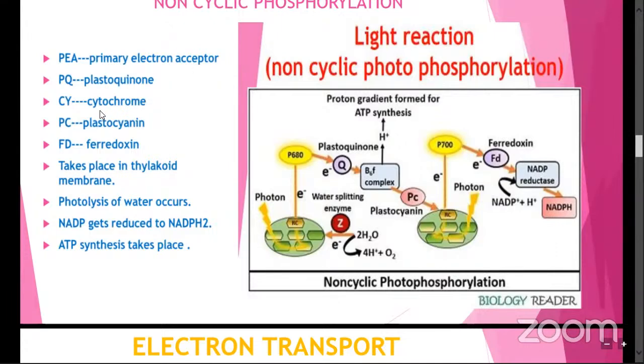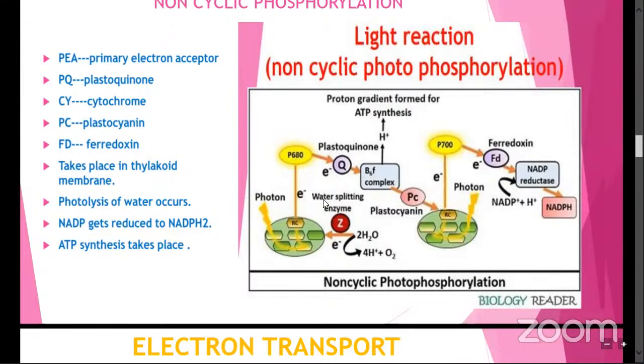Electrons are transferred through plastoquinone, cytochrome complex, and plastocyanin, and finally accepted by PS1 chlorophyll a, the PS1 reaction center. This is the normal process. Here three electron transporters are there: plastoquinone, the b complex, and plastocyanin.